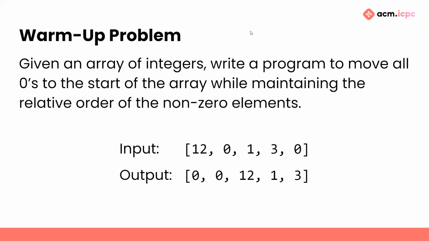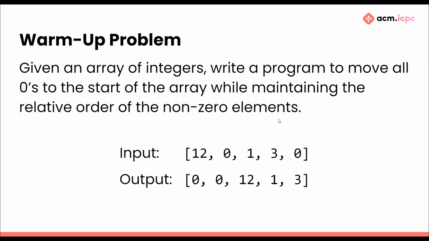So here in this warm-up problem, you're given an array of integers, as you can see in the example input here. And you want to write a program to move all the zeros to the start of the array and keep the relative order of every other number. So you want to output 0, 0, and then just the rest of the array in the same order. So maybe spend a few minutes to think about how you can approach this problem, and then I can talk about some approaches.